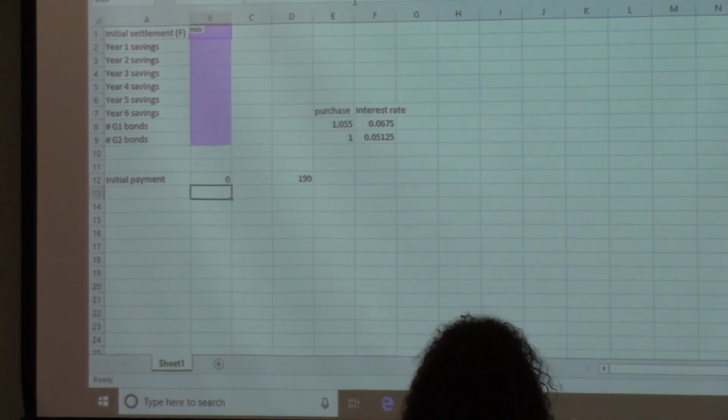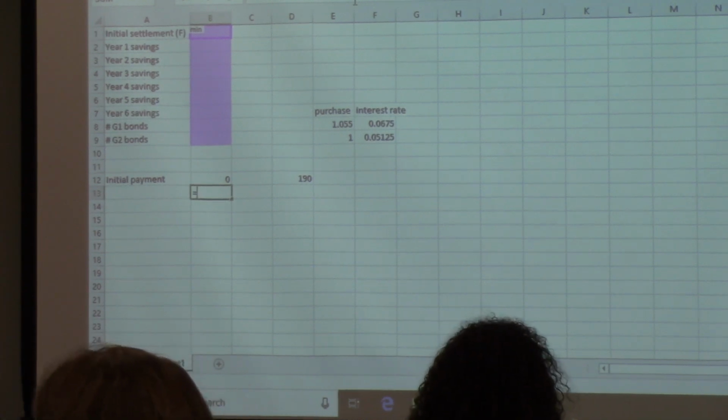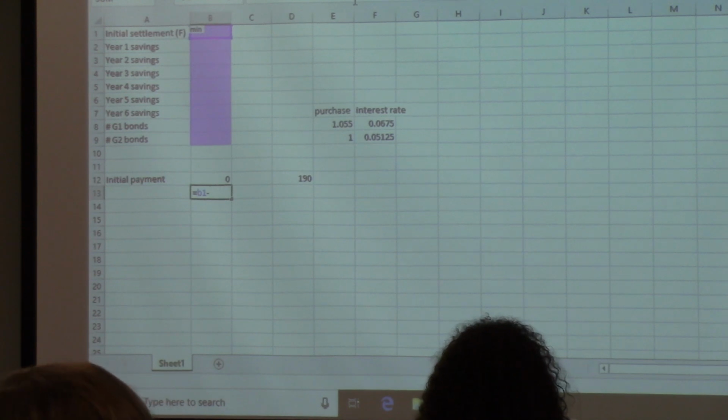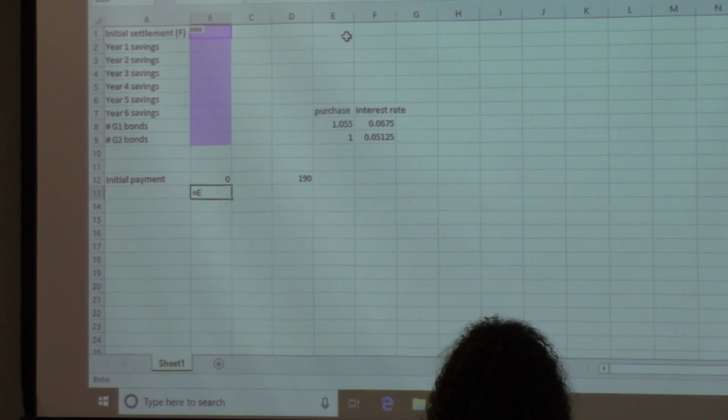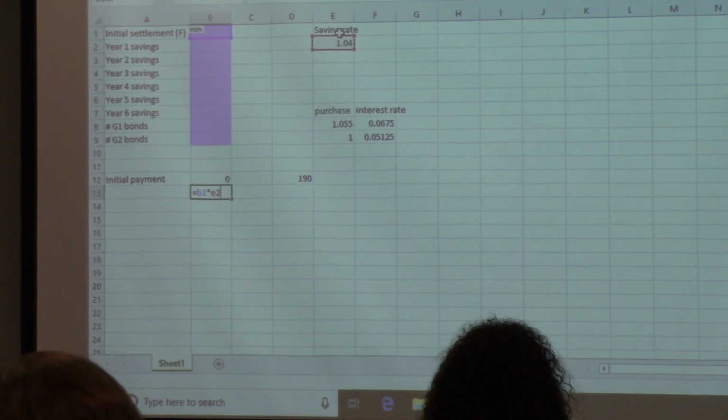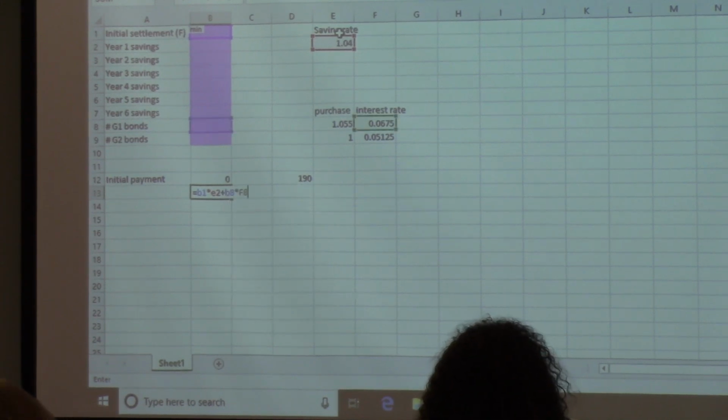Okay, let's go to year 2. Now we go B1 minus, sorry. Let's do this. Savings rate. There we go. Equals B1 times B2. And now we get our interest. B8 times F8 plus B9 times F9. So that's this and this. Just hard coded. And then we're going to subtract our next savings, which is B3.